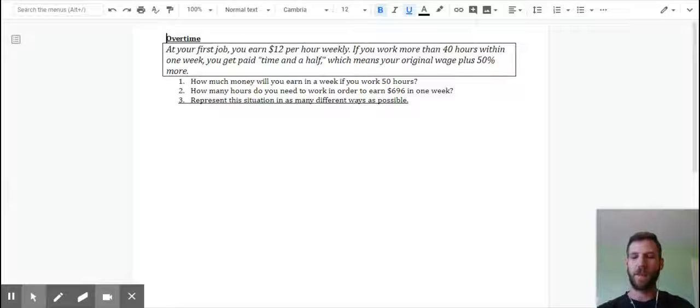Before I explain what piecewise functions are, I want to show an example of them using the word problem you see on screen now. Once we've worked through it together, what piecewise functions are will become very clear.